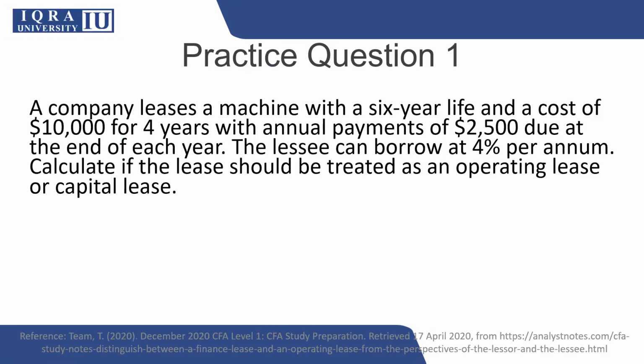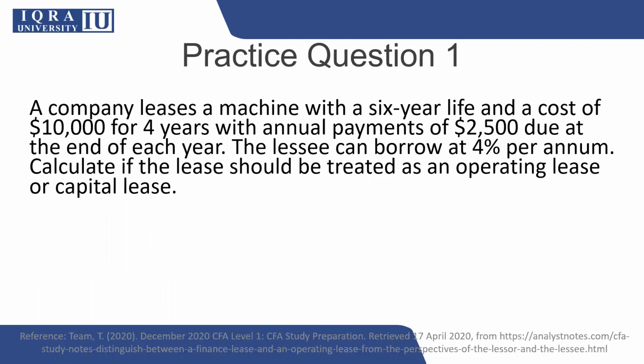fundamental concept behind it. Let's say in this question, a company is taking a machine and the expected life is 6 years and the cost is 10,000, and the company is taking it for 4 years with annual payments of 2,500 due at the end of each year. It means that I have to decide whether these terms and conditions, as stated by the company, should be considered as an operating lease or capital lease.